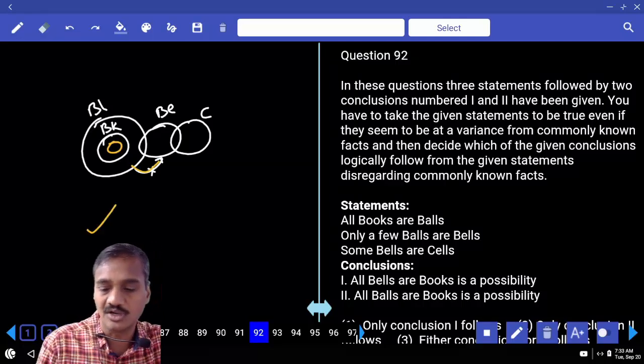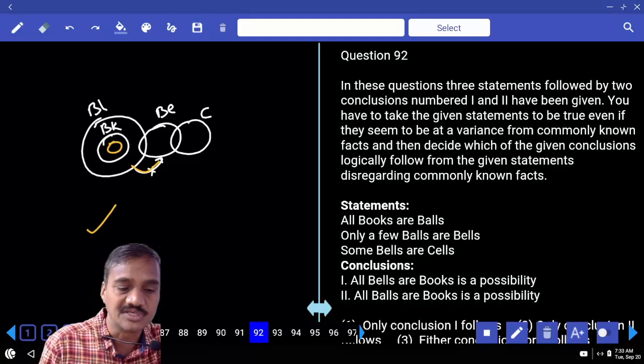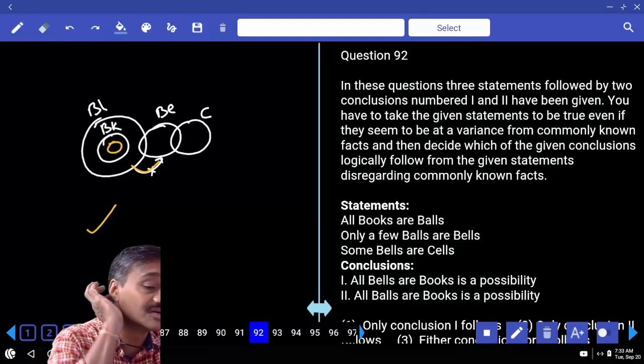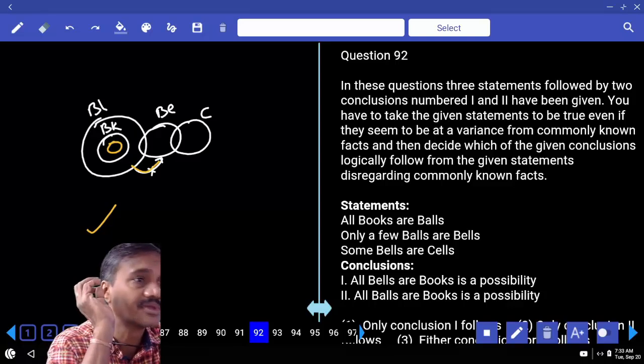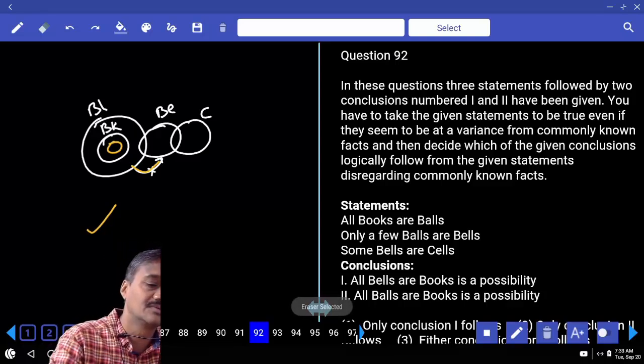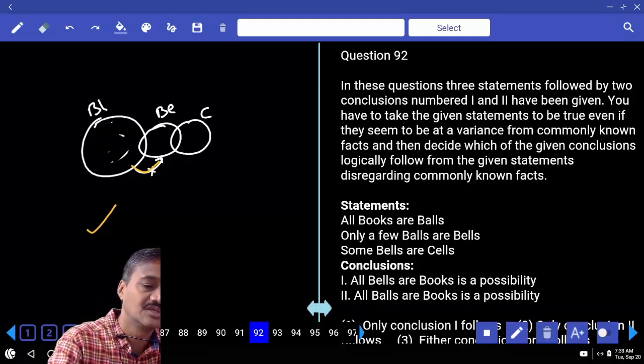Second, all balls are books is a possible. This entire ball is a part of this book. Does it work? All balls are books is a possibility. Yes? No. Why not? All balls are books is a possibility.